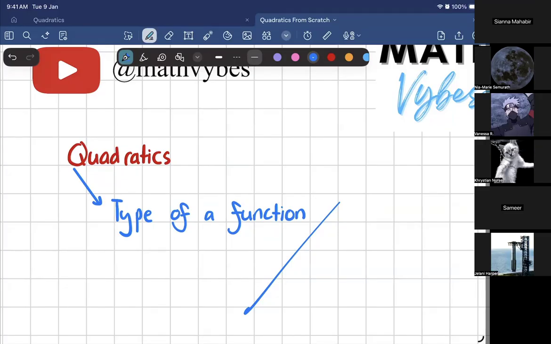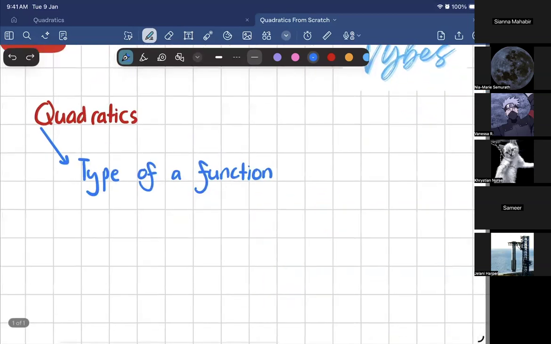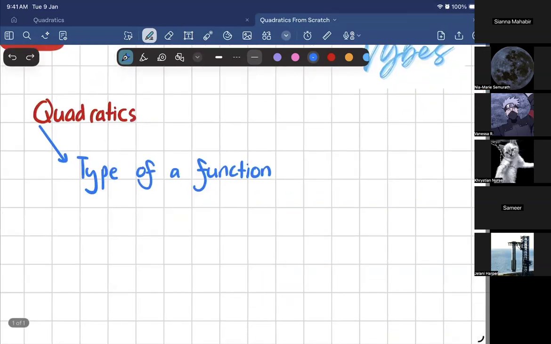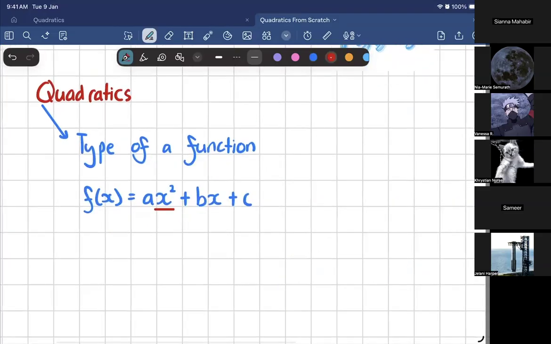Well, a quadratic is similar, but instead of producing a line, it produces a curve, a smiley face or a sad face. It takes the form f of x is equal to ax squared plus bx plus c. So anytime you see a function raised to the power 2, and that's the highest power, that's a quadratic you're dealing with. Let me just make a note about that.